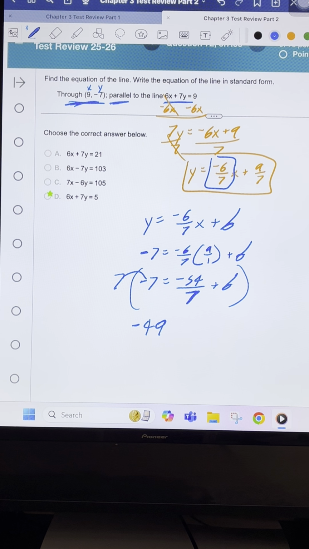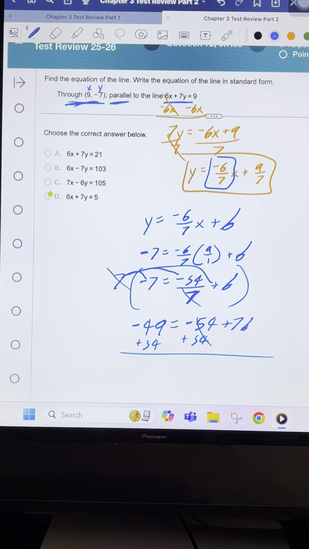So now what is 7 times -7? -49. What am I doing? Oh yeah, 7 times -54/7. These 7's just cancel out. So I'm going to have -54. And now 7 times b is 7b.